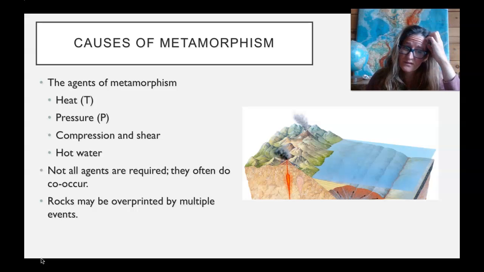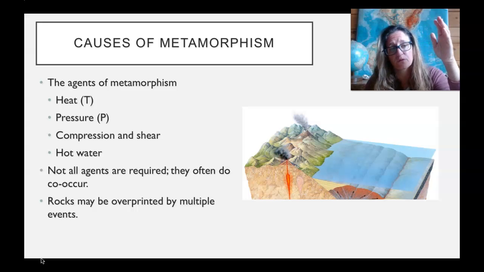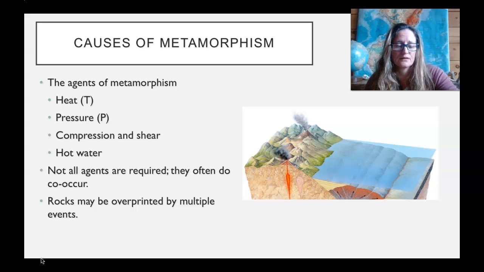Rocks can be overprinted by multiple events. You can have one metamorphic event, time passes, and then another metamorphic event. Just depends on the tectonics at that time.